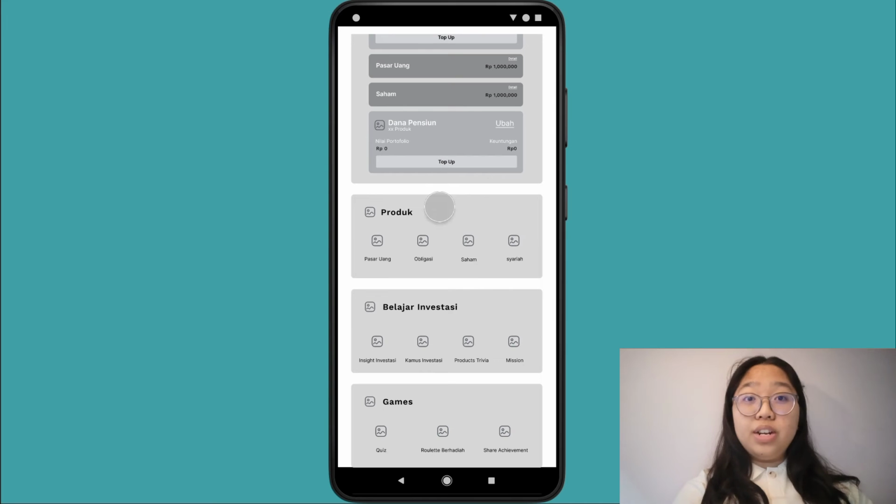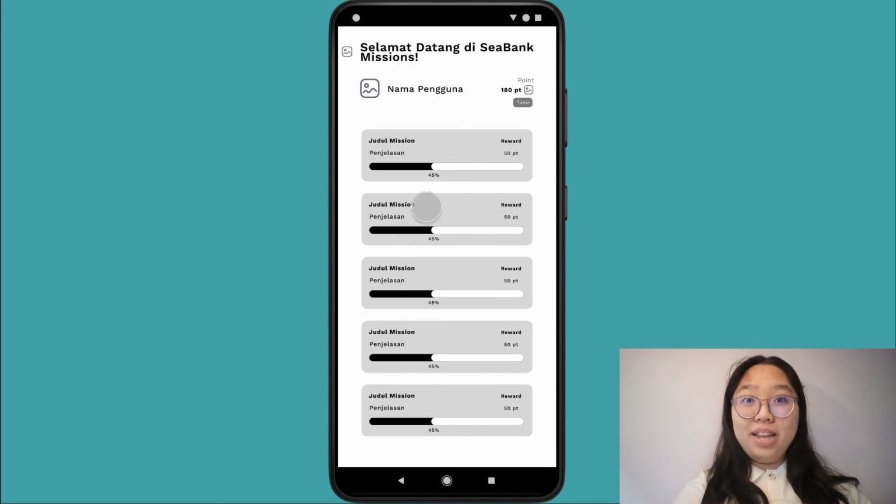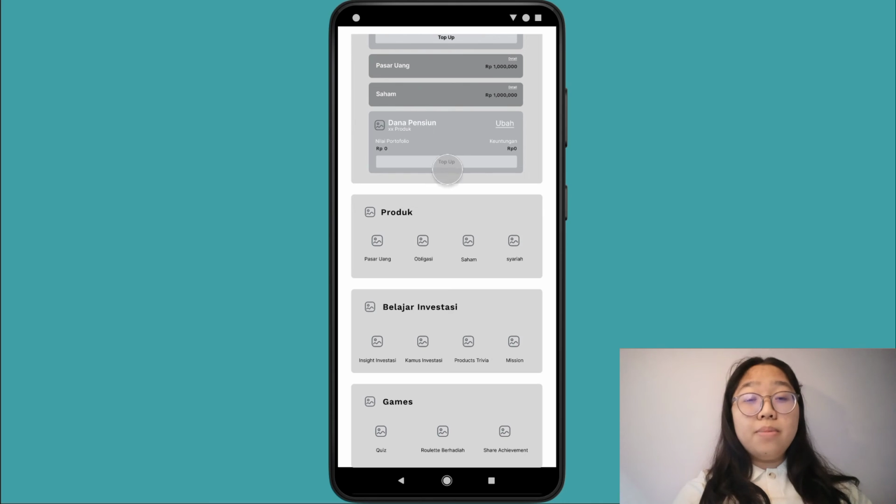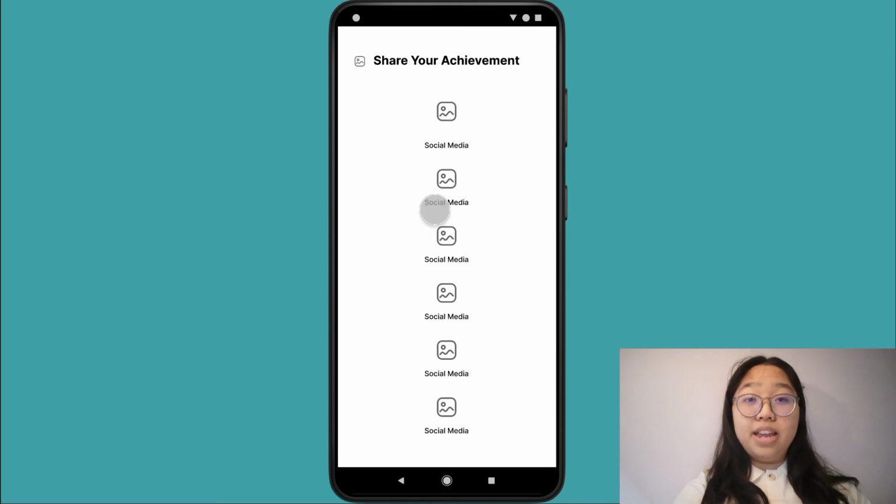Next, for user journeys or tutorial, the concept will be like a mission that users must complete to get points or rewards that can be redeemed into a savings balance. Furthermore, for the shareable achievement concept, users can share their achievements in SeaBank investment features to their social media.